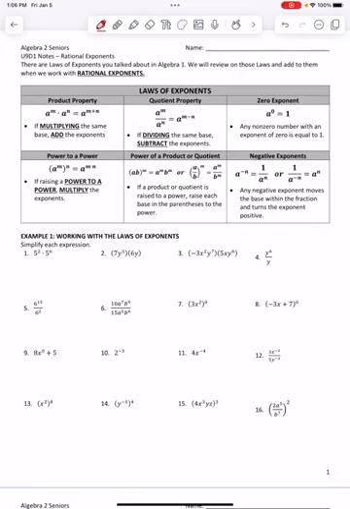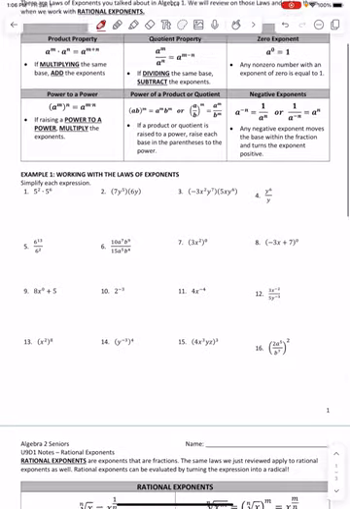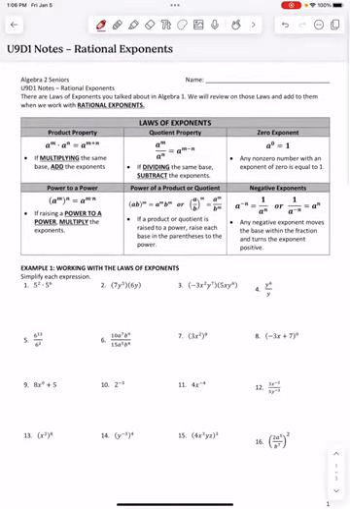All right, Unit 9, Day 1. Going to review some laws of exponents and then talk about new stuff with exponents, rational exponents. So, laws of exponents, talked about in Algebra 1. And I've got your 6 properties, your 6 laws right here.